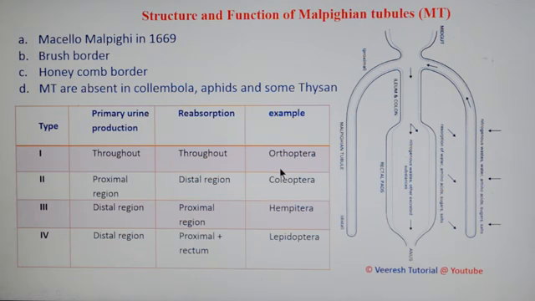In Orthoptera, the whole Malpighian tubule is involved in primary urine production as well as reabsorption of minerals, ions, water, etc. In Coleoptera, the proximal region is involved in primary urine production, whereas the distal region is involved in reabsorption. In Hemiptera, the distal region is involved in primary urine production, whereas the proximal region is involved in reabsorptive function. In Lepidoptera, the distal region performs the primary urine production, whereas the proximal region along with the rectum is involved in reabsorptive function.